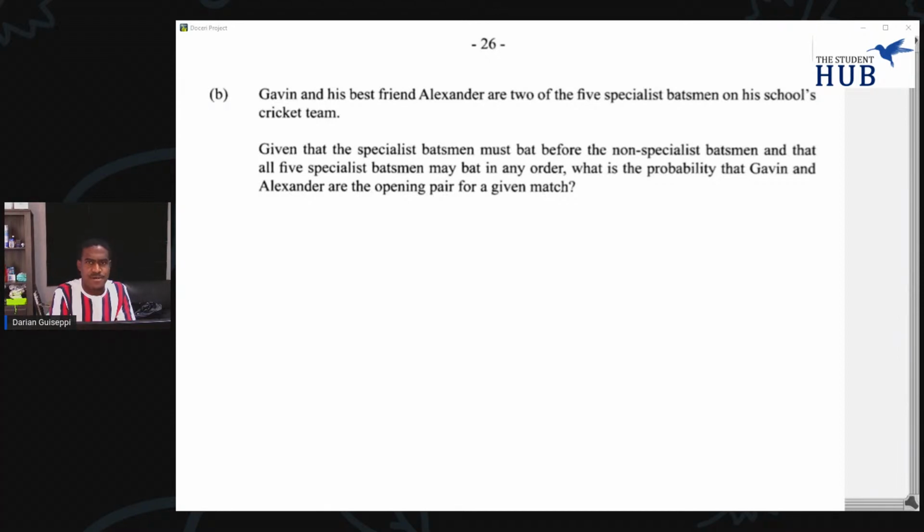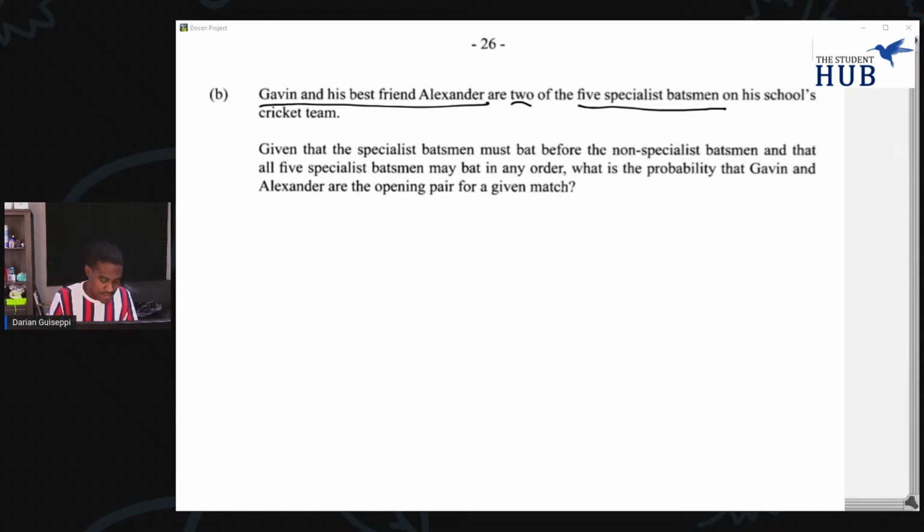We have to look at this next question here. So this is part B. Let's look at it. Everybody seeing this question here clearly? Just want to make sure everybody's seeing it clearly. We have Gavin and his best friend Alexander, who are 2 of the 5 specialist batsmen at a school's cricket team.